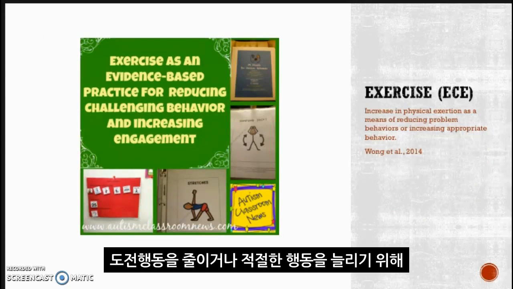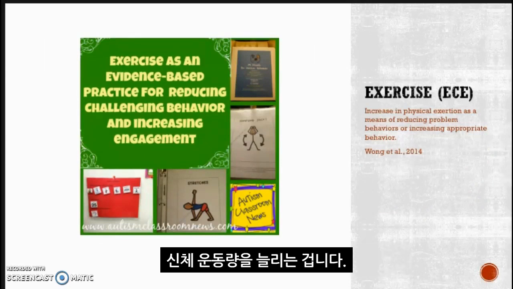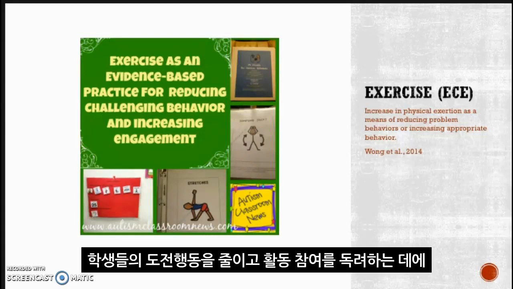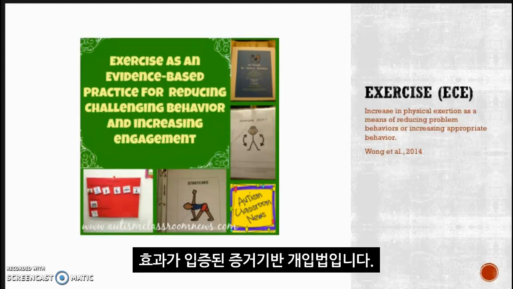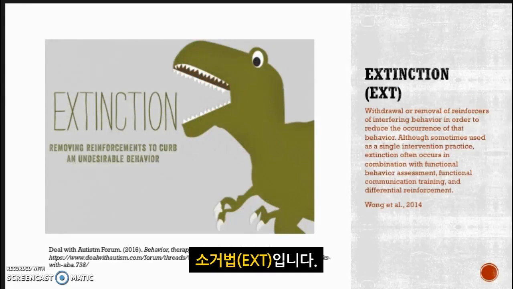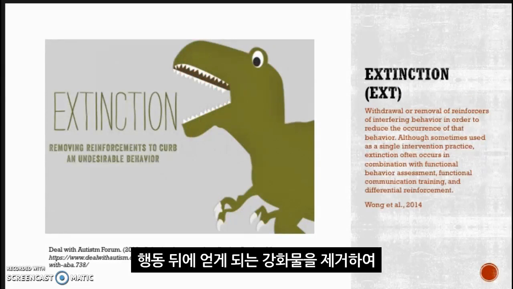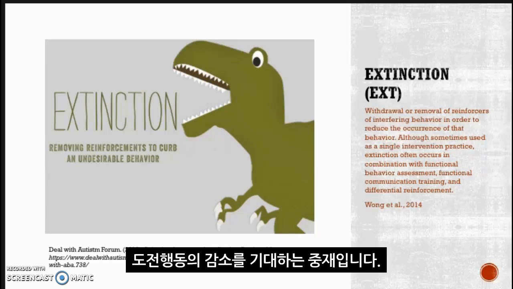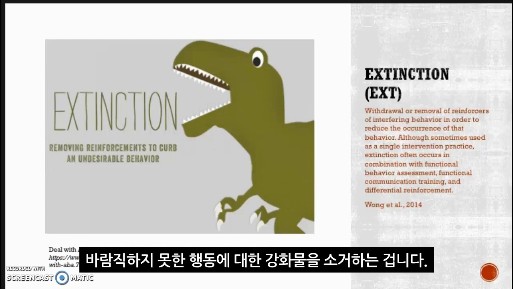Exercise. So an increase in physical exertion as a means of reducing problem behaviors or increasing appropriate behavior. And it's an evidence-based practice that has been shown to reduce challenging behavior and increase engagement of students. Extinction. So withdrawal or removal of reinforcers of interfering behavior in order to reduce the occurrence of that behavior. So it's removing reinforcement from an undesirable behavior.